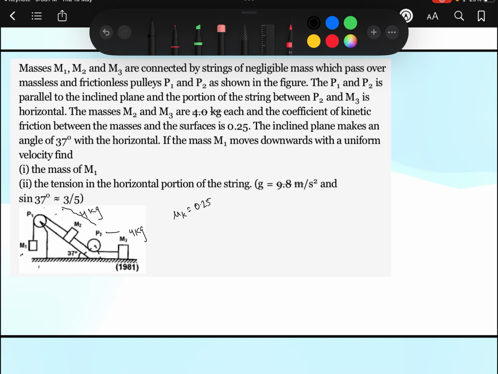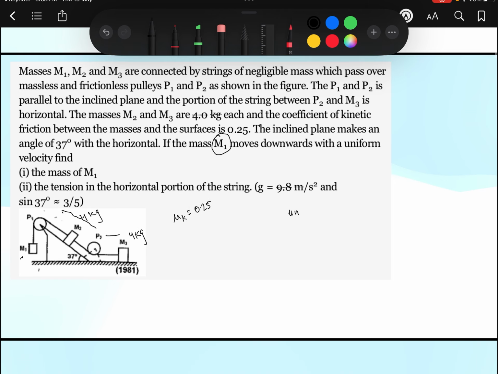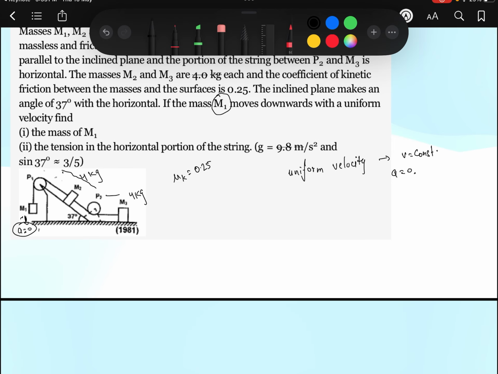Here it is mentioned that the m1 mass is moving in downward direction with a uniform velocity. Uniform velocity means that velocity is constant, and velocity constant means acceleration is 0. So this mass m1 is having 0 acceleration in the downward direction. Let us suppose in this string the tension is T1 and in the horizontal part of the string the tension is T2.